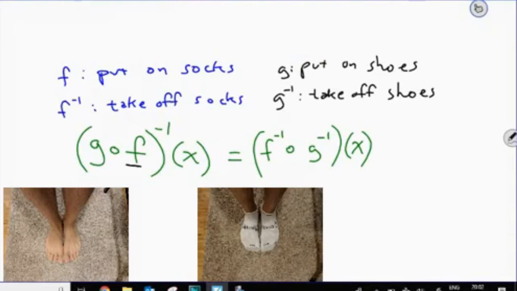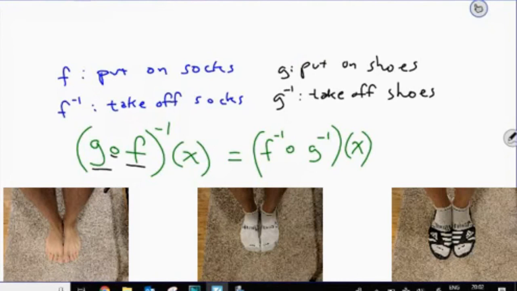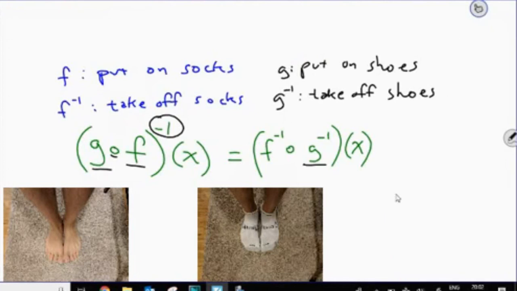If I put on my socks, and then I put on my shoes, and I want to undo all of that, get back to my bare feet, I've got to take off my shoes and then take off my socks.